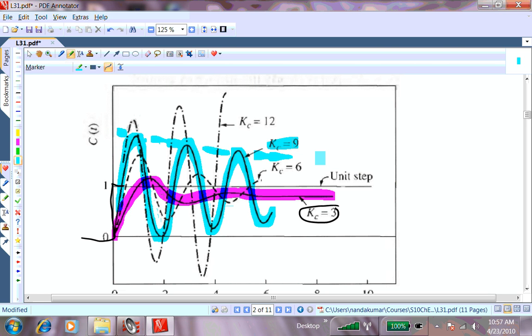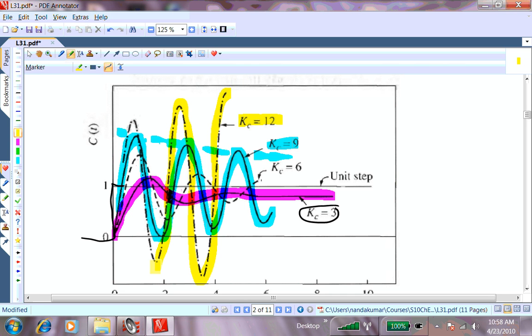When does that occur? You have a purely imaginary root. Okay, the real part is zero, so it doesn't decay or grow, but you have a pair of purely imaginary roots that gives you a sine and cosine, a sinusoidal oscillation. Okay? So the last one is Kc equal to 12 in this figure, and you see there the amplitude actually growing with time. So what this tells you is somewhere between Kc equal to 9 and 12, you have crossed the boundary. Okay? So there is a value of Kc between those two values where you will get a sustained oscillation.